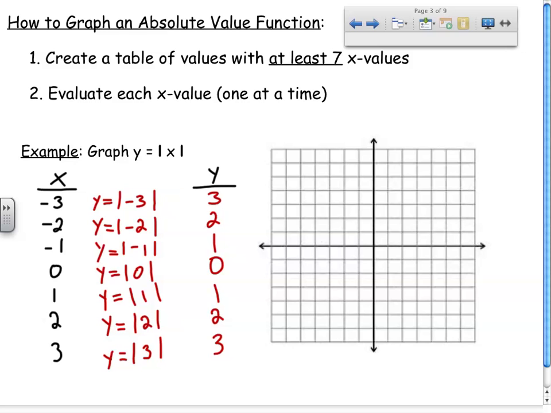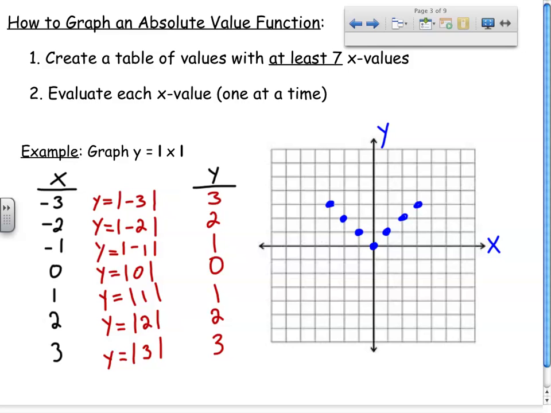What I can do now is graph those points. So on my axis, I make sure I label my axes, and now I just plot my points and connect them. So negative 3, 3 would be right here. Then I have negative 2, 2, negative 1, 1, and 0, 0. But then I have 1, 1, 2, 2, and 3, 3. So you could see there's a pretty clear picture of what's going on. And if I kept going, that V shape would continue.